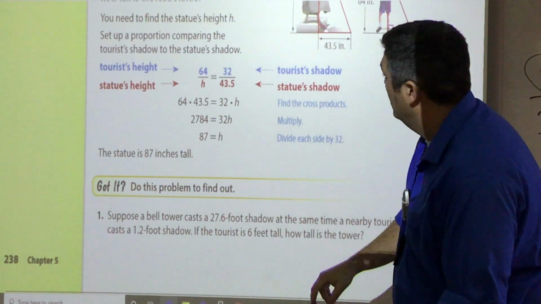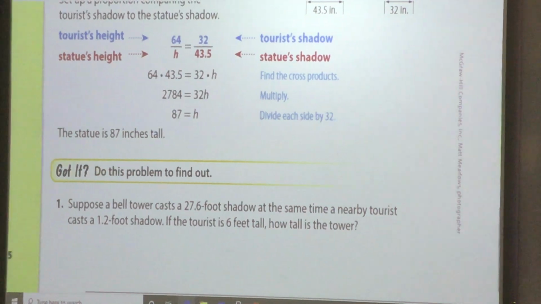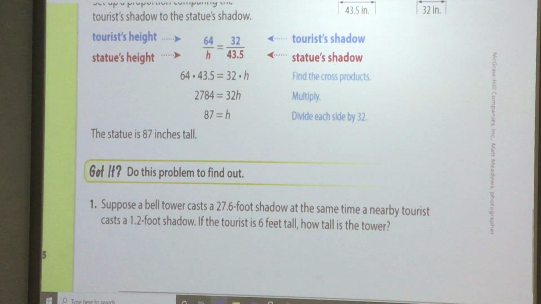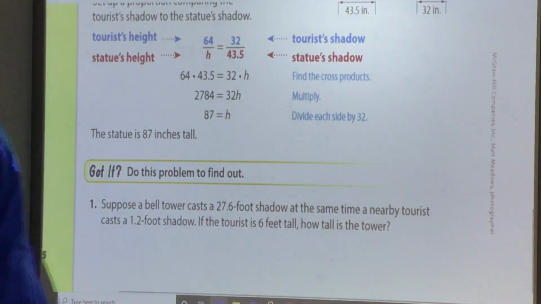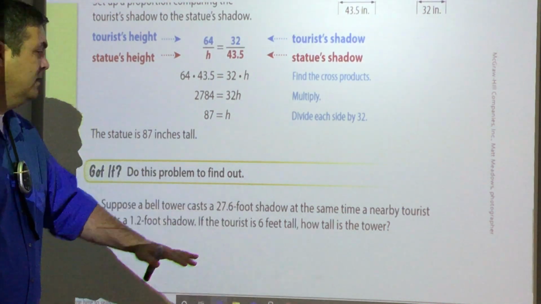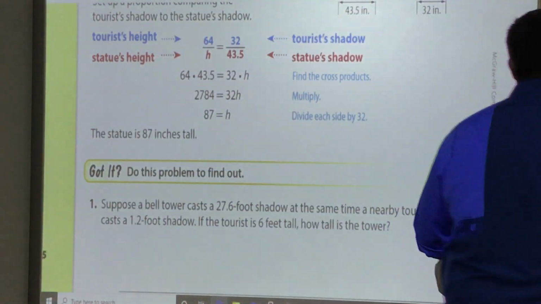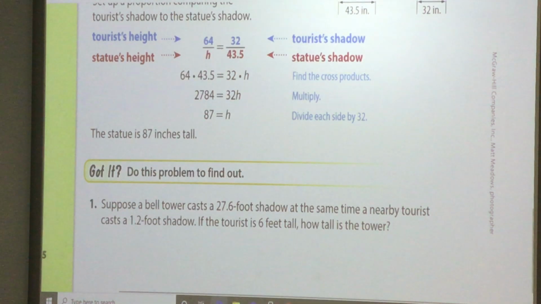Now, suppose a bell tower casts a 27.6 foot shadow. At the same time, a nearby tourist casts a 1.2 foot shadow. If the tourist is 6 feet tall, how tall is the tower? It's the same thing. All we have to do is set it up.